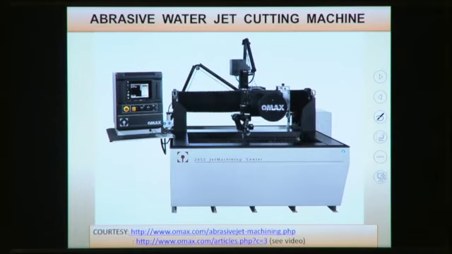Okay, so this is the setup of the abrasive water jet machine. These are the links where you will get more information about this abrasive water jet machine.